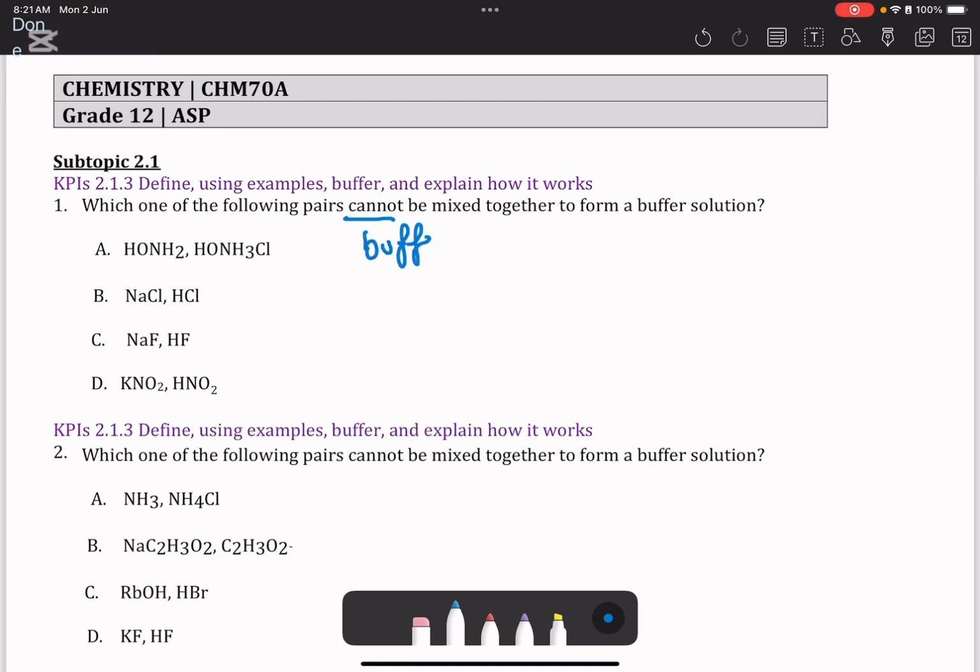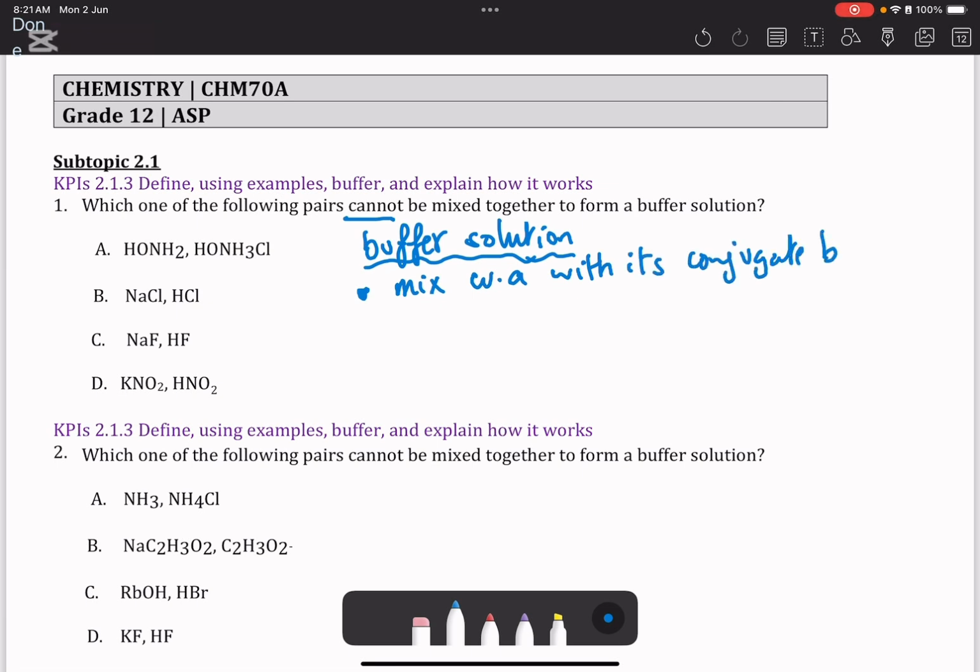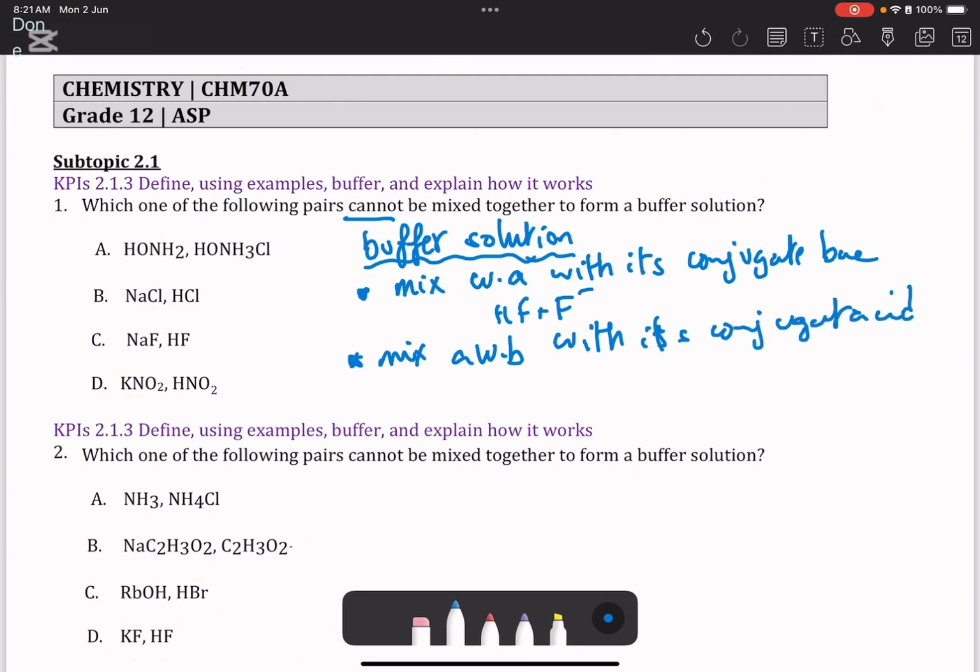Before I answer, I'm just going to give you the options of how to form a buffer solution. There are many ways to form a buffer solution. First way is to mix a weak acid with its own conjugate base, like for example, HF mixed with F minus. Or mix a weak base with its own conjugate acid, like for example, if I have NH3, I'm mixing it with NH4 plus.